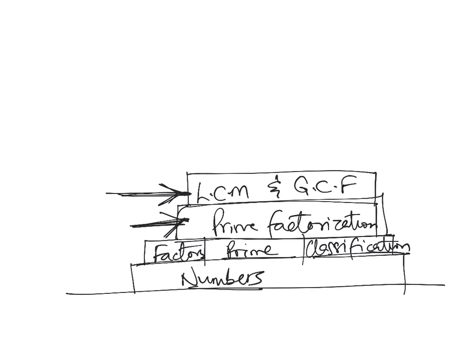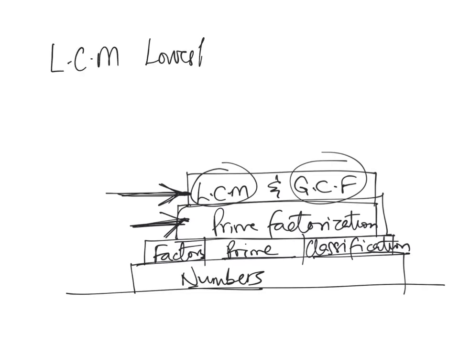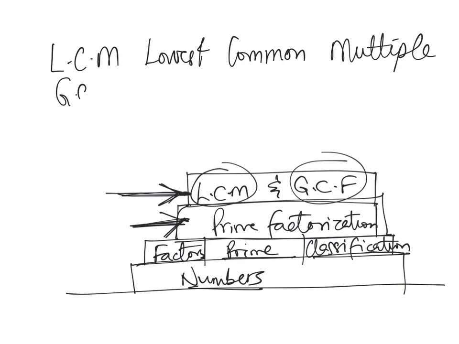So to conclude this section, why don't we talk about LCM and GCF? So the LCM is the lowest common multiple, and the GCF is the greatest common factor.